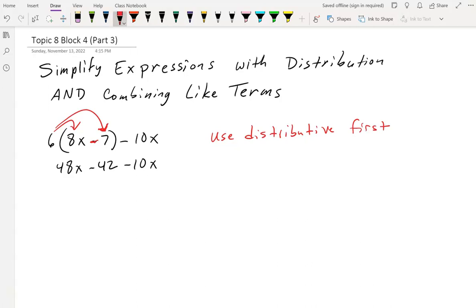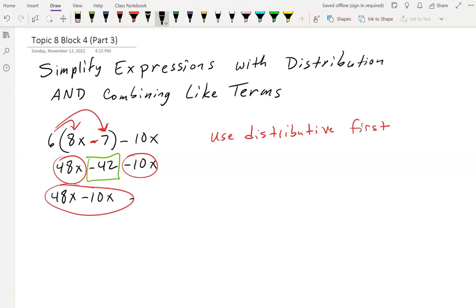Remember, like terms have the same variable raised to the same power. The like terms that we see here are positive 48x, negative 10x, and then that leaves us with just negative 42 all by itself. But that's okay, we're going to rewrite this. 48x minus 10x are red circle terms, and then minus 42 is our green rectangle.